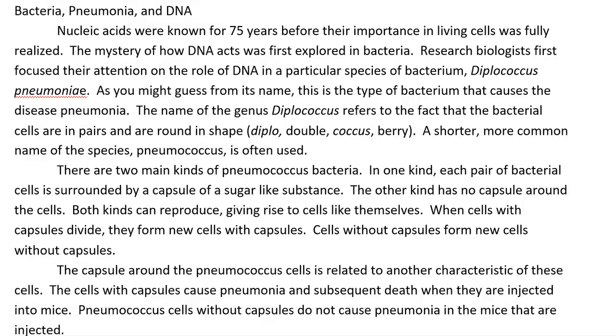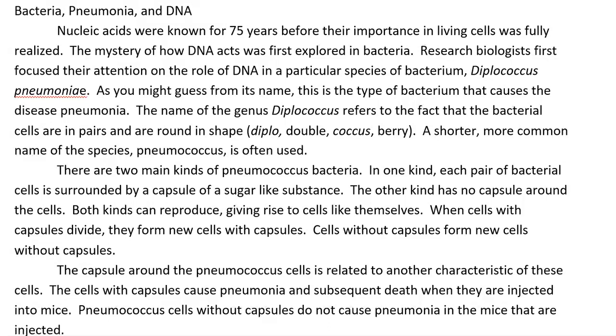The name of the genus Diplococcus refers to the fact that the bacteria cells are in pairs and are round in shape. So diplo is double and coccus is berry shape. A shorter, more common name of the species, Pneumococcus, is often used. There are actually two main kinds of Pneumococcus bacteria. In one kind, each pair of bacteria cells is surrounded by a capsule of a sugar-like substance. The other kind has no capsule around the cells. Both kinds can reproduce, giving rise to cells like themselves.